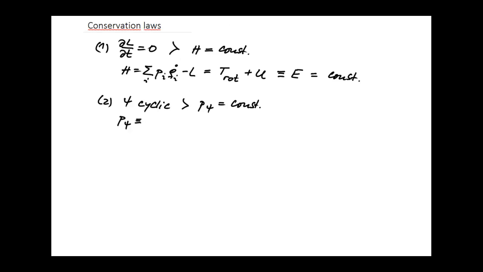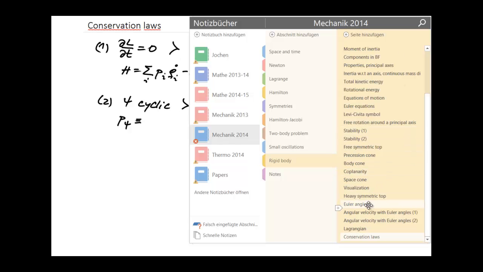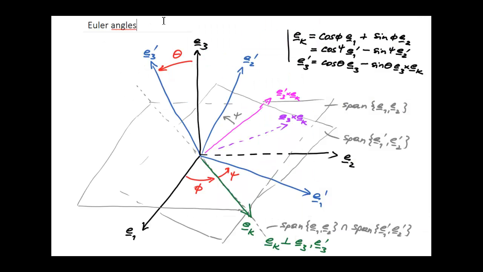Maybe we can have a quick look at the definition of the Euler angles. Here you see the angle psi, this red angle. That's the angle between E_K, the green vector, and E1 primed, one of the blue vectors. And it's an angle in the plane spanned by the basis vectors E1 primed and E2 primed. And this plane is perpendicular to the basis vector E3 primed. So psi denotes a rotation around the E3 primed axis.